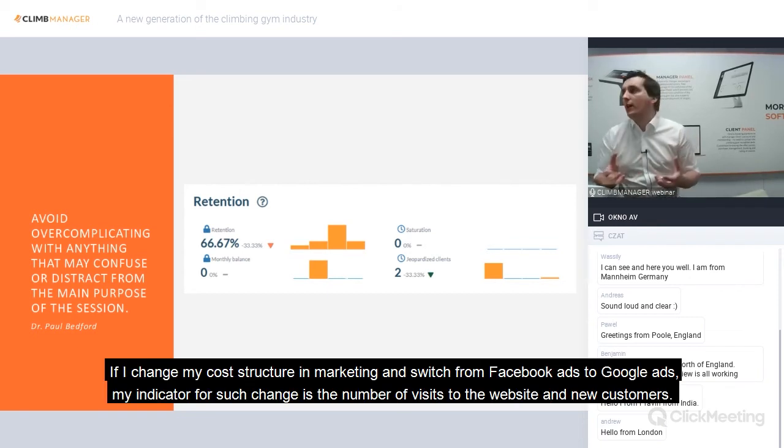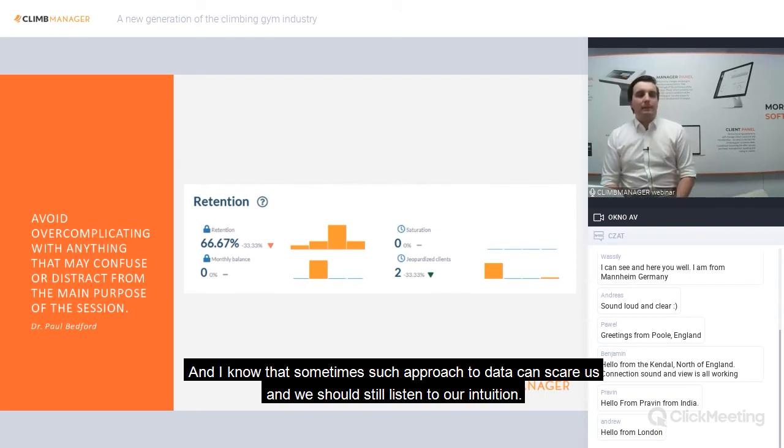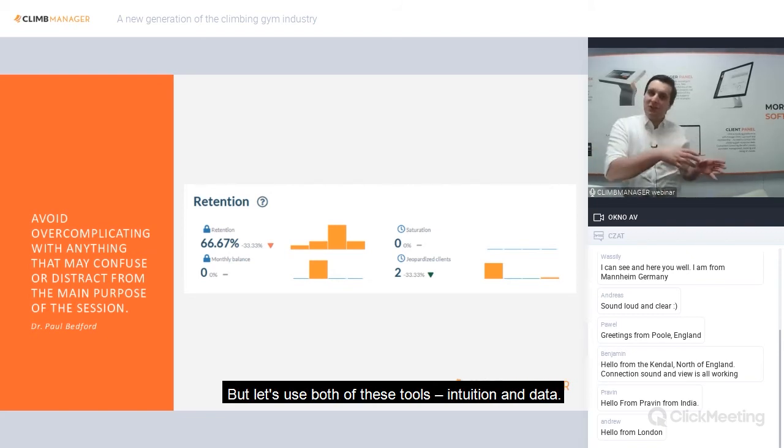If I change my cost structure, for example, in marketing, and I switch from Facebook ads to Google ads, my indicator for such a change is the number of visits on the website and the new customers acquired. If I change, for example, the receptionist or the instructor who does the courses in a given group, I also have to check whether this change is good or not. I know that sometimes such an approach to data can scare us, and we still have to listen to our intuition. But let's use both of these tools, the intuition and the data.